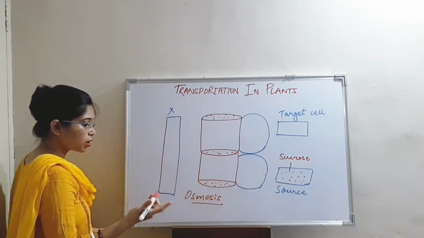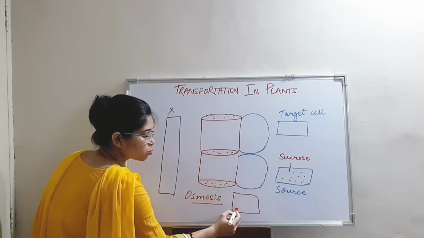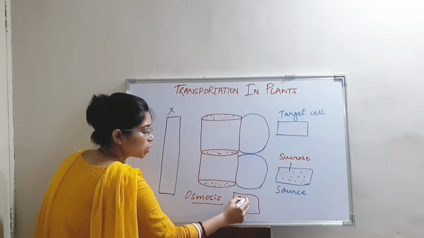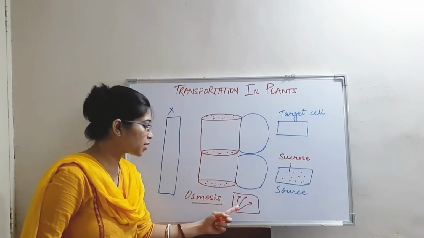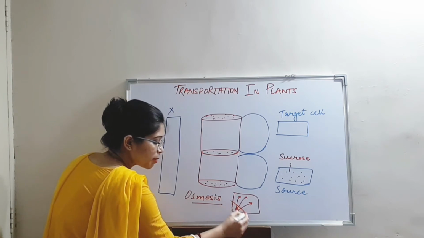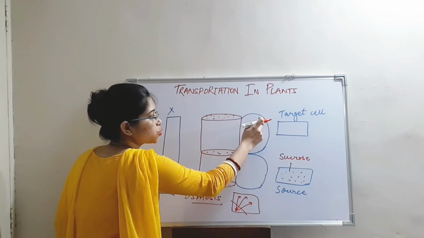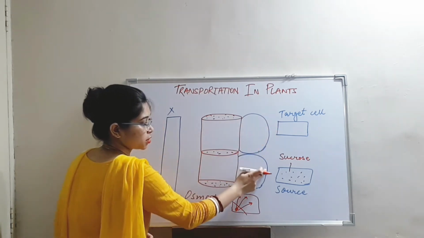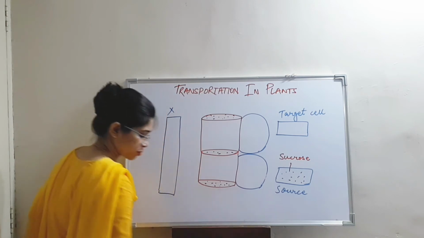When I explained diffusion, I told you that the particles move from high concentration to low concentration. In osmosis, the particles move from high concentration to low concentration by passing through a membrane, right? So a membrane is there in between. For example, here you can say these two membranes are present which are helping osmosis to take place.